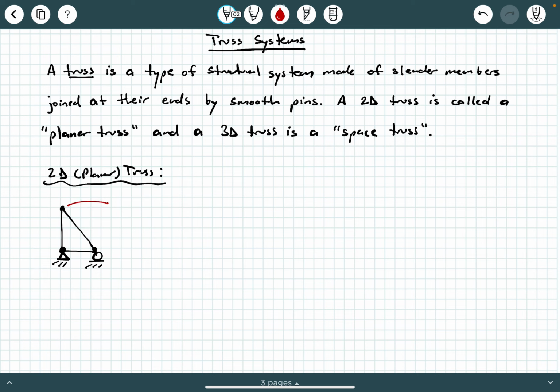So these little dots right here, those are the joints or the smooth pins. Now, these linear members in between, those are what we call truss members. In this particular illustration, how many joints do we have? We have 3 joints. Even the support reactions are considered as joints. And we have 3 members, 1, 2, 3, or 3 bars.